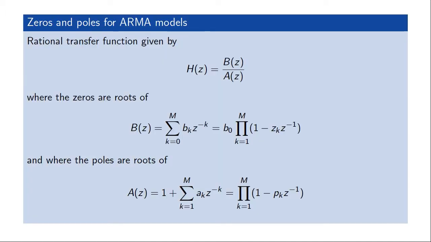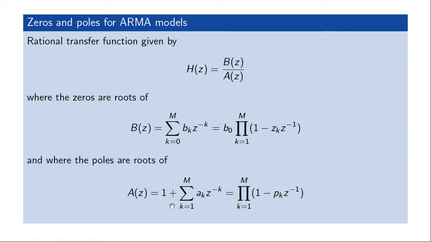In order to study the sensitivity of the zeros and poles with respect to the coefficients of our circuit, we return to the rational transfer function that we have for the ARMA model. And we have the 2 polynomials B of z and A of z, where B of z defines the zeros and where A of z defines the poles. And we could write it either as a polynomial in the coefficients or as a product of terms involving the zeros in case of B and the poles in case of A of z. So in order to study the sensitivity of a pole, for instance, with respect to a coefficient ak, what we need to do is we need to differentiate p of k with respect to a of k.